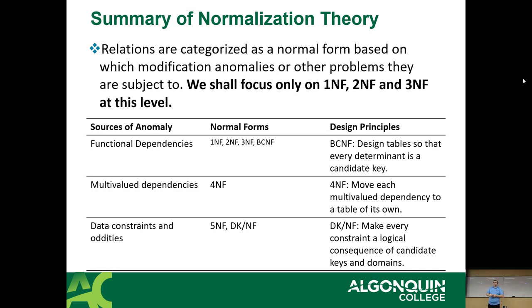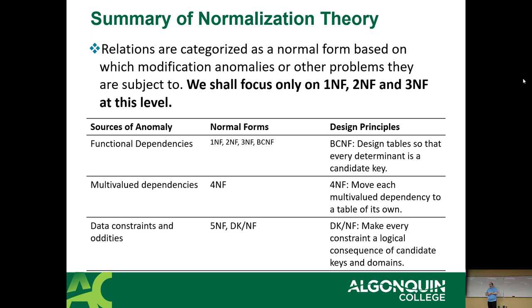All right. Relations are categorized in normal form based on which modification anomalies or other problems they are subject to. So now we're going to go back to summarizing the theory. Right now we're really only going to worry about first, second, and third normal form. I am going to touch on something called Boyce-Codd, BCNF. Essentially, we are going to worry about functional dependencies, because for 95 to 98% of database design, resolving functional dependencies will resolve pretty much every problem you're going to have. So it fixes first, second, and third normal form.